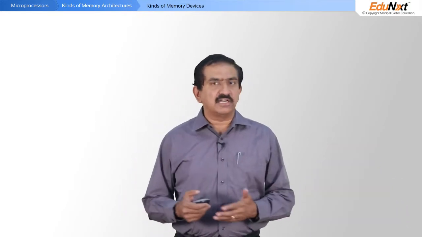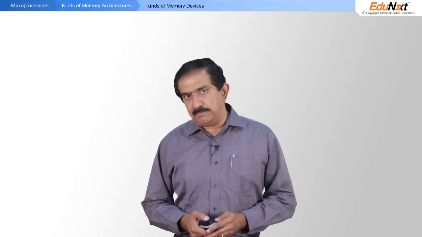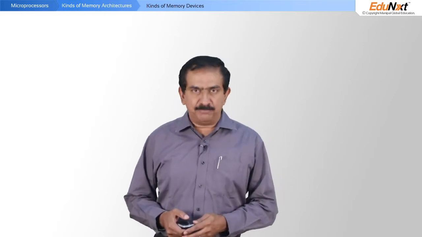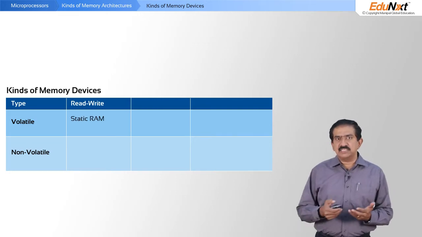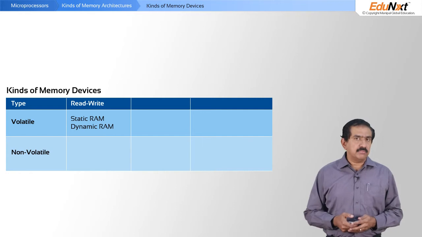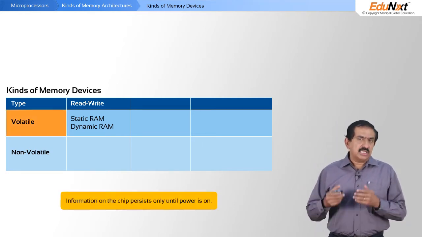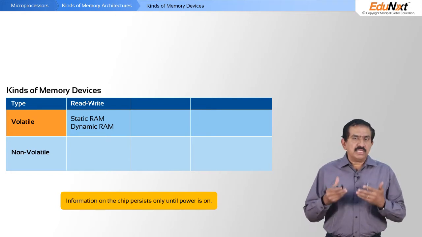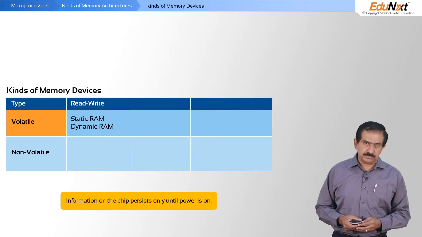The two big kinds: there is the read-write kind of memory devices and there is the read-only kind of memory devices. Read-write popularly is called RAM, and there are two kinds of RAM. There is a static RAM and there is a dynamic RAM. These are volatile read-write memory chips. What does it mean to be volatile? Volatile means the memory content is maintained as long as there is power to these chips.